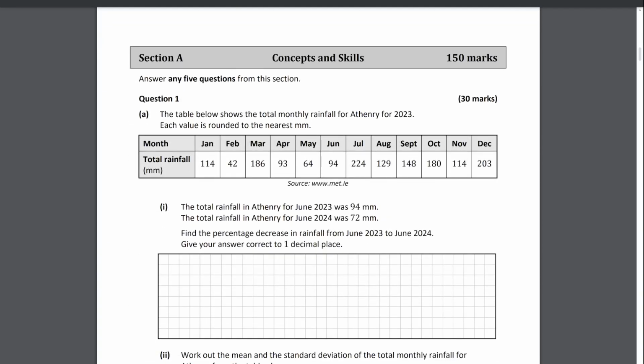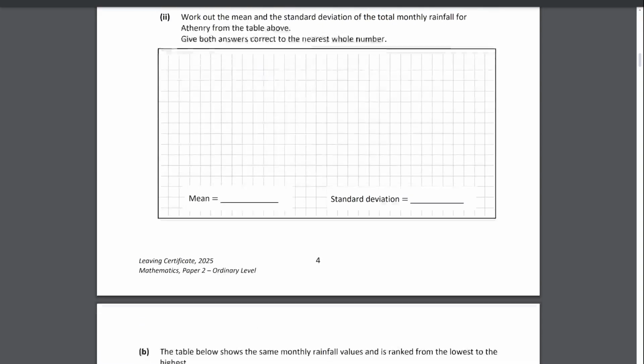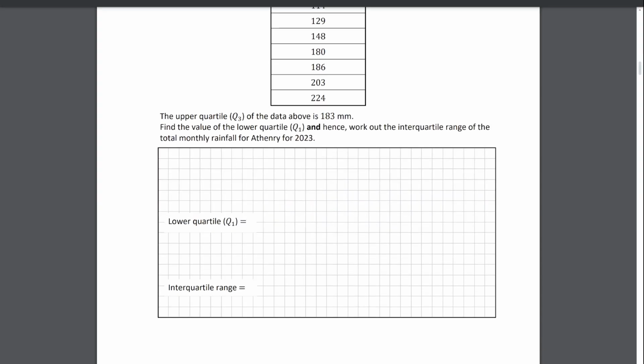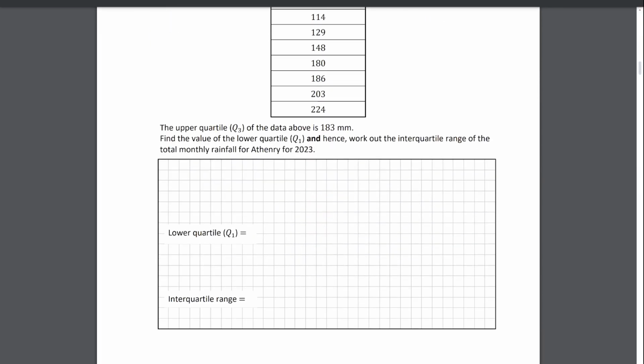So, question 1, talking about rainfall in Athenry, mean, standard deviation, percentage decrease between two different times. That's all stuff you should have done. Time aplenty. And here is Exhibit A, the use of the quartiles. There's the upper quartile, but it asks you for the lower and the interquartile. So simple calculations, but again, they're straddling both papers. That doesn't tend to be the case.